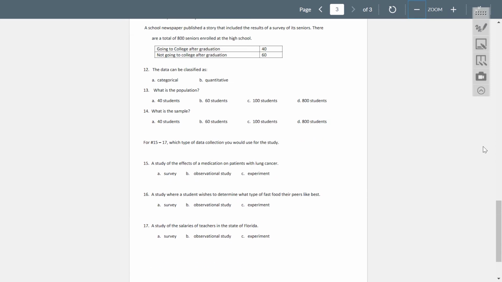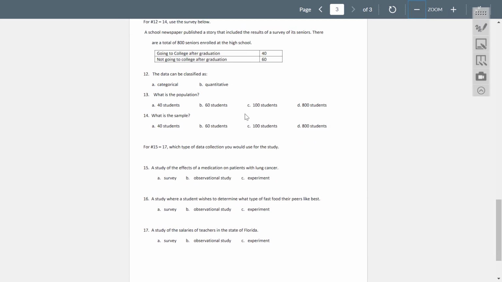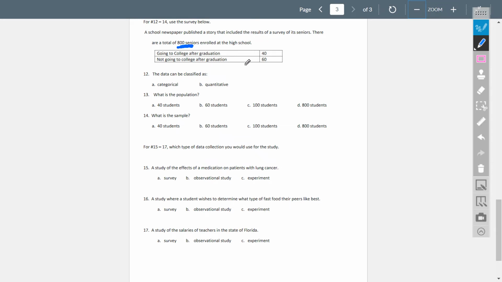All right, and then our last page here: a school newspaper published a story that included the results of a survey of its seniors. There are 800 seniors enrolled at the high school. 40 are going to college after graduation. 60 are not going to college after graduation. So 100 students surveyed. So the data is categorical because the answers are not numbers.